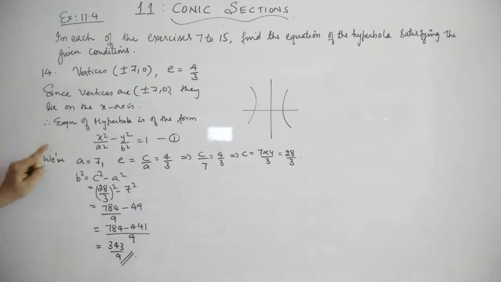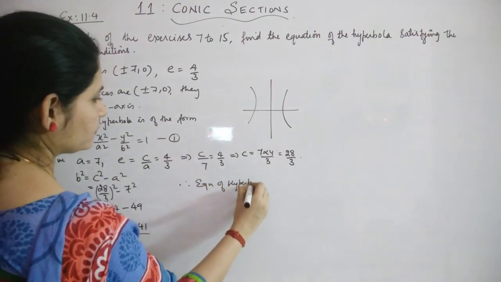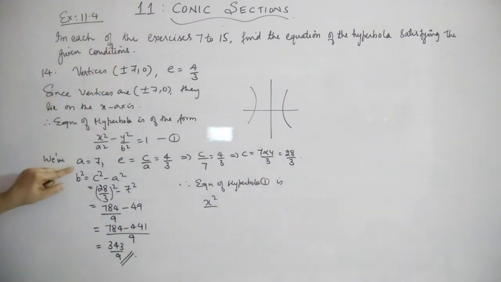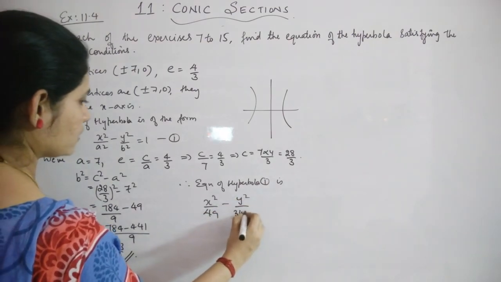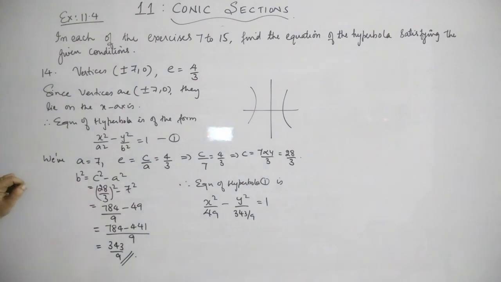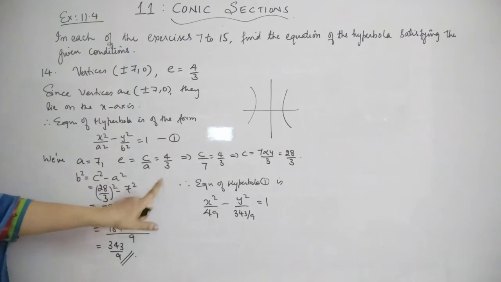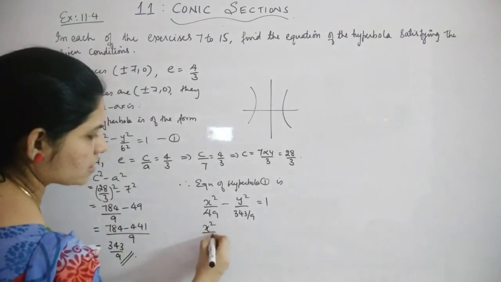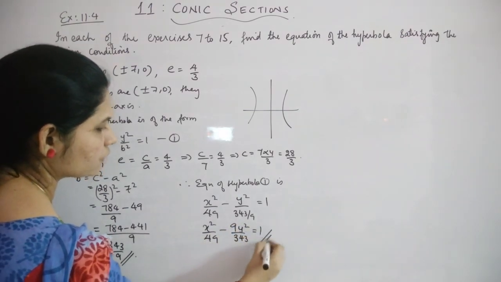Now we can just write the equation. Therefore the equation of hyperbola is x square by A square, which is 49, minus y square by B square, which is 343 by 9, is equal to 1. Or you can make it as x square by 49 minus 9 y square, that can be taken in the upper part. So it can be rewritten as x square by 49 minus 9y square by 343 equal to 1.